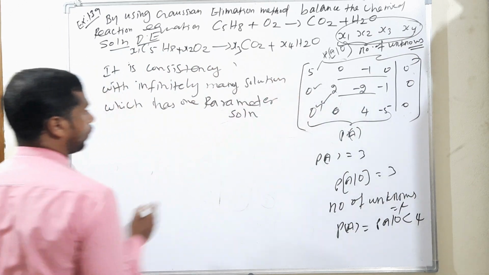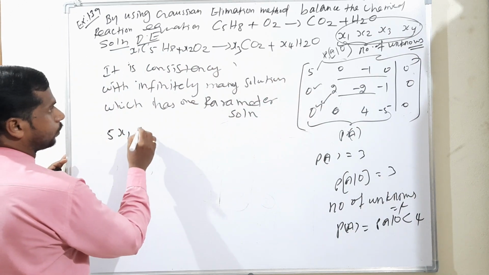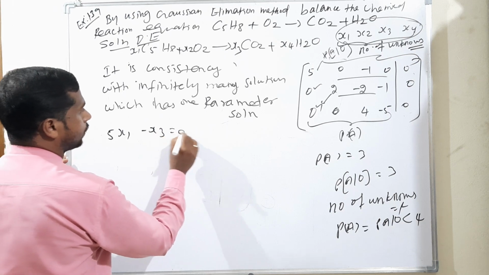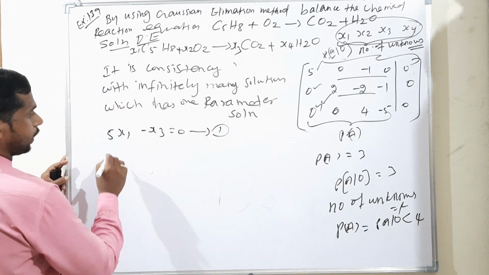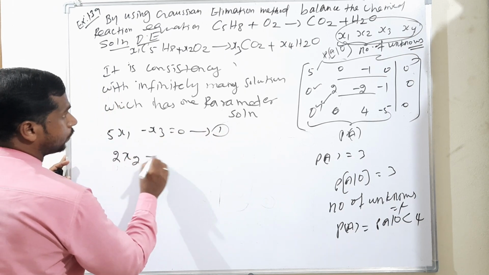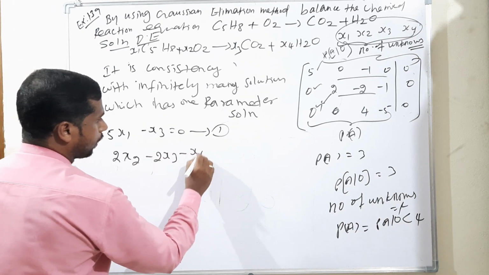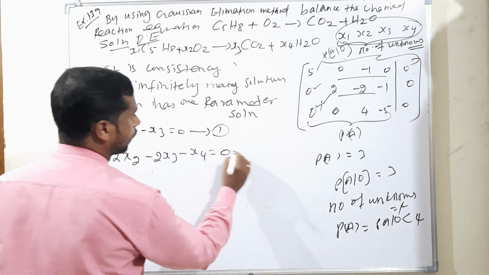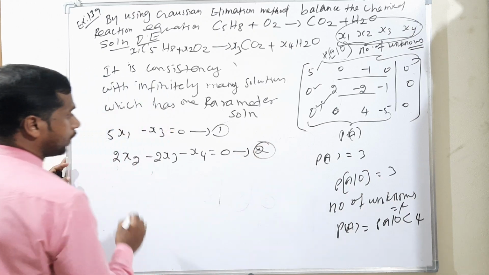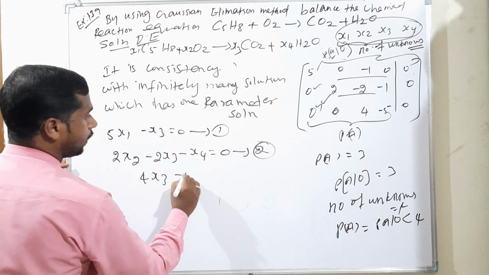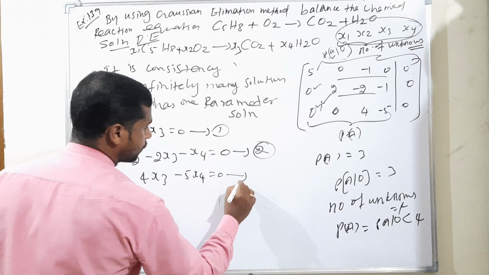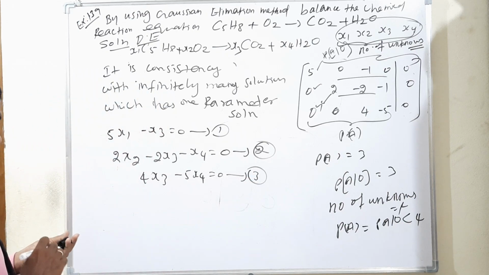First one: 5x1 minus x3 is equal to 0, called equation number 1. Second one: 2x2 minus 2x3 minus x4 is equal to 0, equation number 2. Third one: 4x3 minus 5x4 is equal to 0, equation number 3.